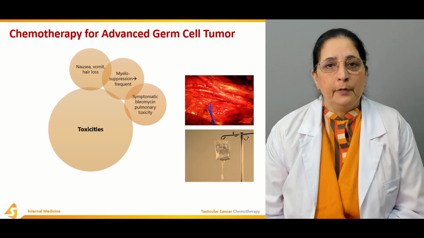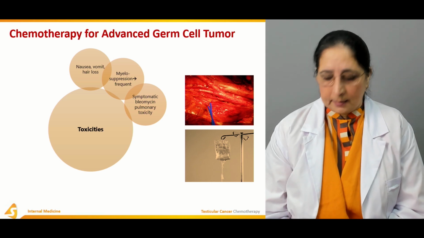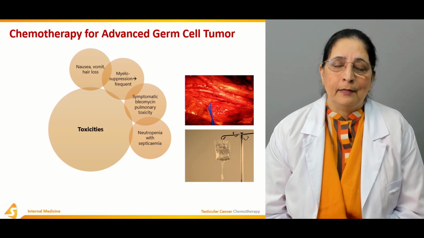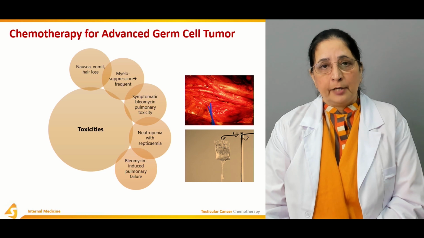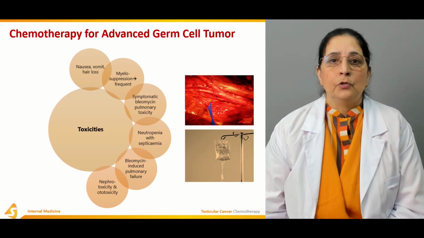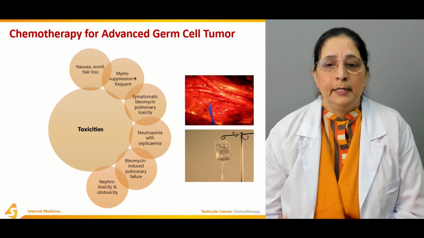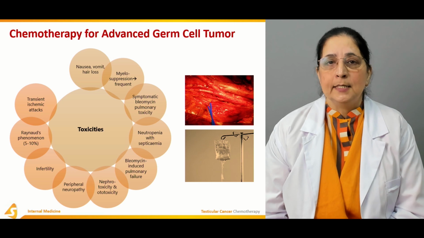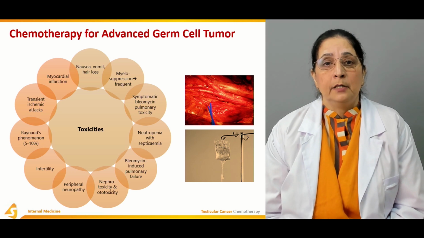Symptomatic bleomycin pulmonary toxicity. This chemotherapy drug, which is bleomycin, has a toxic effect on the lungs. Neutropenia with septicemia: it affects the bone marrow, so there is decreased level of white blood cells, neutropenia, and this neutropenia can cause septicemia, or infection that reaches the blood. Bleomycin-induced pulmonary failure, nephrotoxicity and ototoxicity. Nephro is for the kidneys, oto is for the ear. So very, very serious effects associated with the chemotherapy. Peripheral neuropathy, infertility, Raynaud's phenomenon, transient ischemic attack, and myocardial infarction. So very, very serious effects associated with chemotherapy.